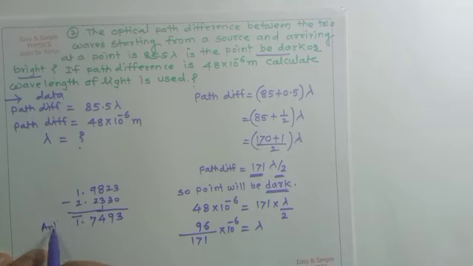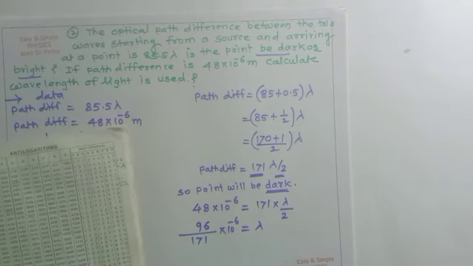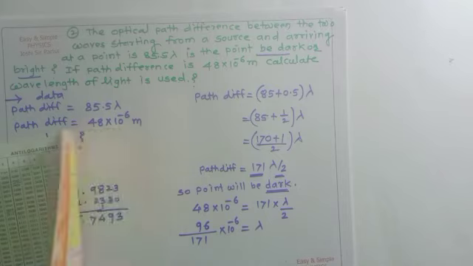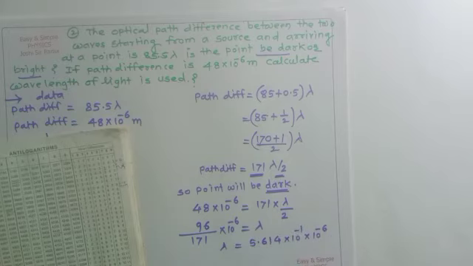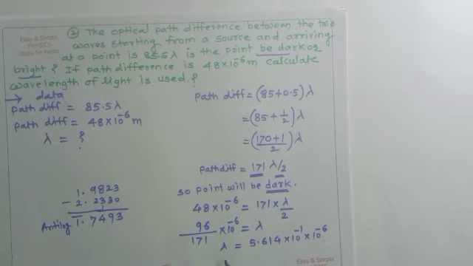If we take the antilog, the antilog of 0.74 in 9 will be 5610, and 3 is the mean difference, that is 4. So the wavelength lambda is equal to 5.614 into 10 to the power minus 1 into 10 to the power minus 6. So this wavelength will be 5.614 into 10 to the power minus 7 meter.